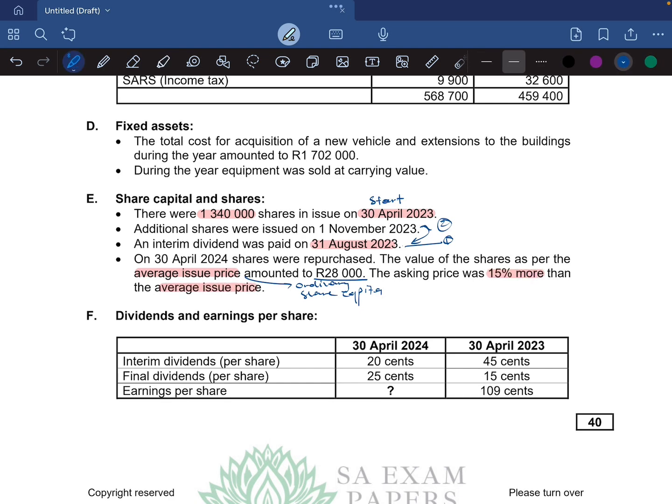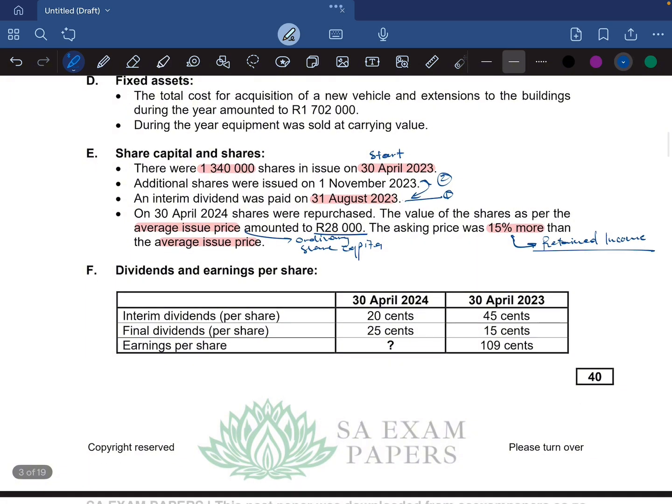So if it was 15%, we know that the 15% goes to our retained income. Okay, so now when we look at information F, which says dividends and earnings per share, because information E doesn't really have anything so far to help us with determining the number of shares at the end, because we're not necessarily given all the figures that we need to complete our ordinary share capital note in case we wanted to.